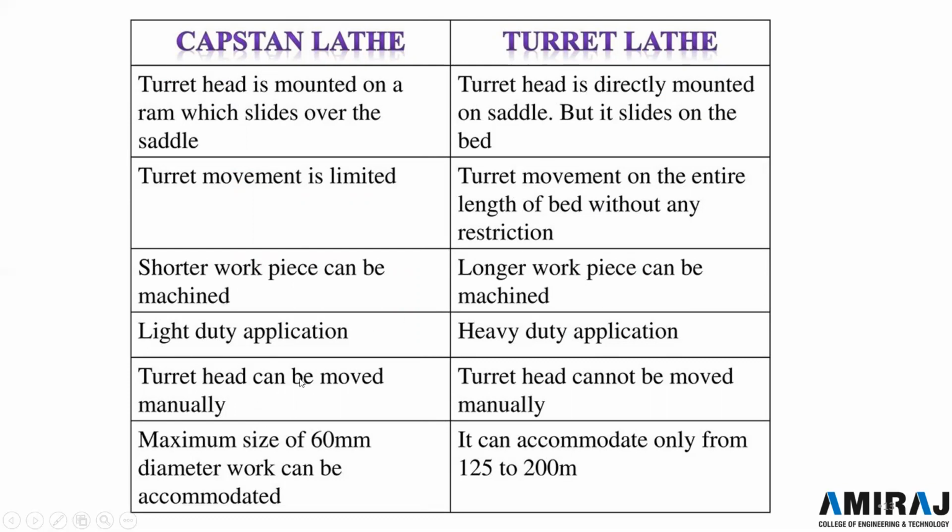And the turret head can be mounted manually in the capstan lathe, while in the turret lathe the turret head cannot be mounted manually. Here the maximum diameter that can be accommodated is 60 mm, and here 125 mm to 200 mm diameter can be accommodated. So this is the difference between the capstan and turret lathe, and this is it for today's lecture.